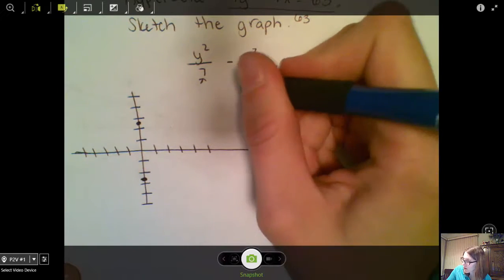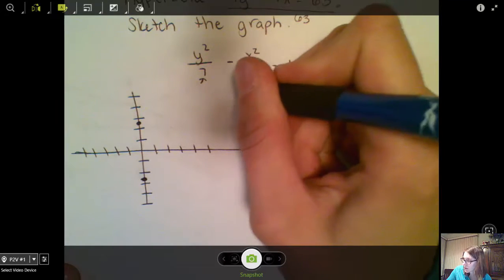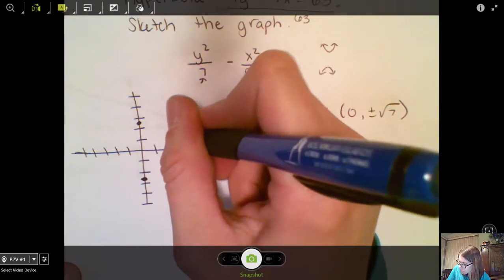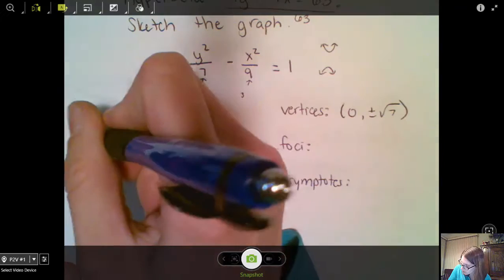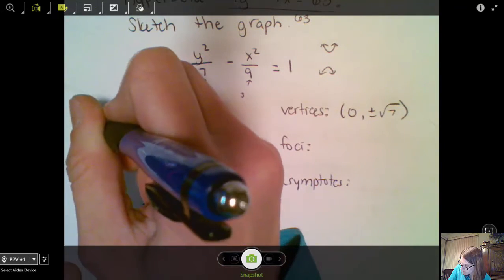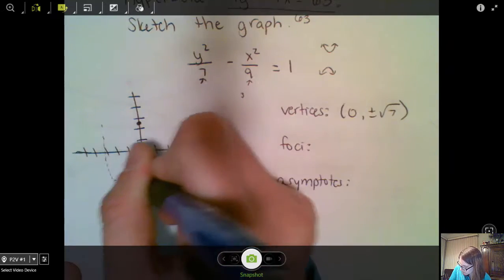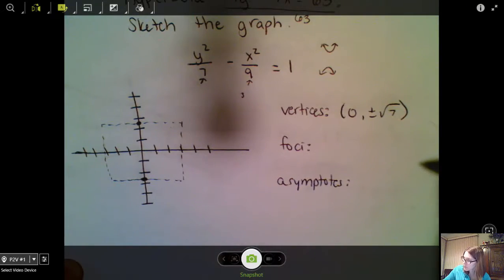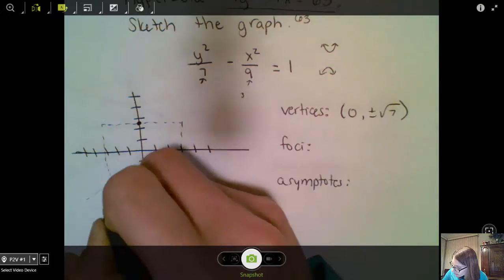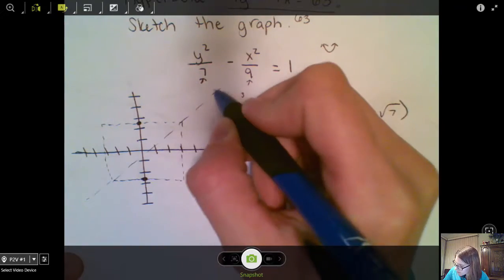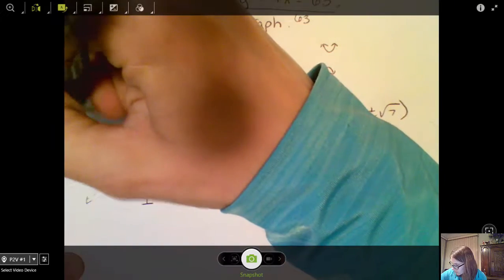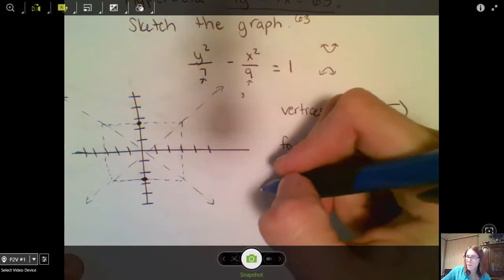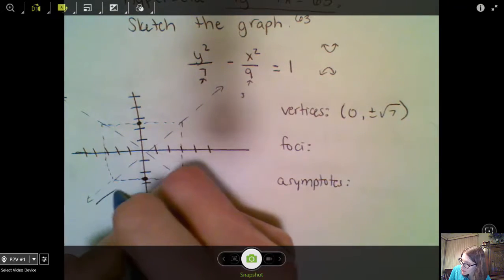And this 9, the square root of 9 is 3. Okay. That 3 tells us the width of our central rectangle. I'm drawing that central rectangle in here. Draw in the asymptotes. Which lets me draw in my hyperbola the rest of the way.